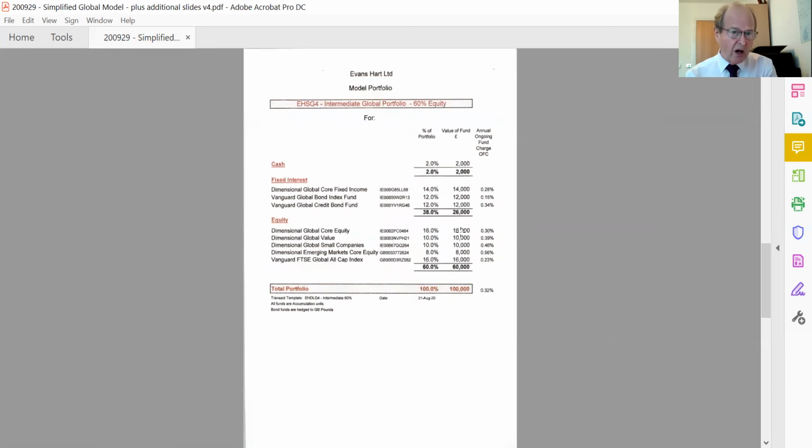So our simplified global model is reduced down to 8 funds, but with the same diversification and risk profile as earlier models. And in this case, 60% in equities, diversified across the world, and 38% in higher quality government and corporate bonds to reduce the risk of the portfolio and to reduce the volatility.